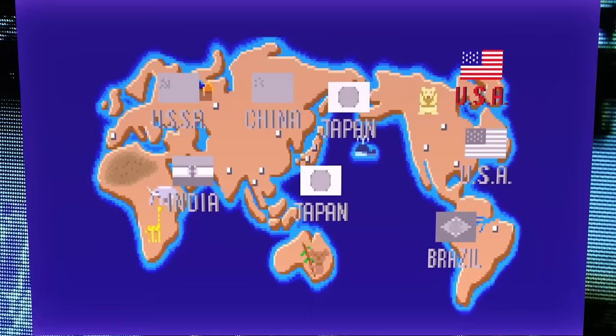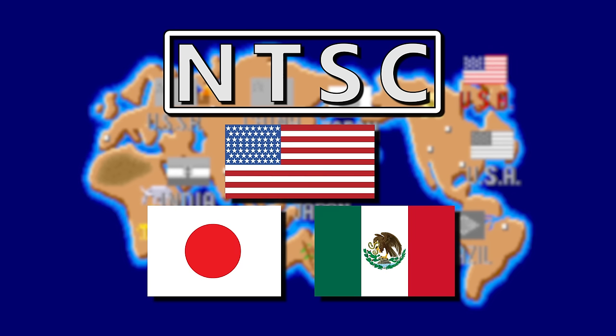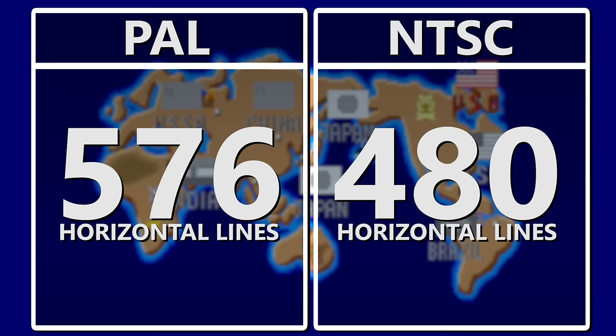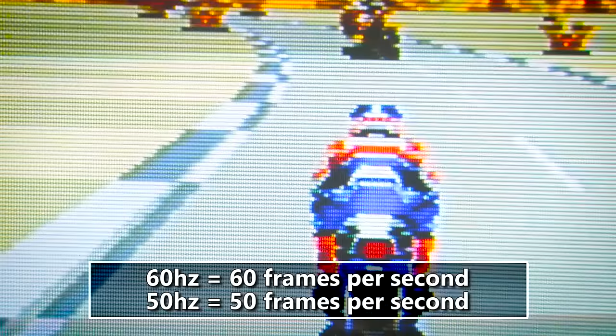You probably know that regions like Europe, Australia, and many others historically used the PAL video standard, which is different from the NTSC standard used in North America, Japan, and parts of South America. PAL actually has more resolution than NTSC, 576 horizontal lines as opposed to 480 lines. Due to the electricity standards of each country, most PAL systems run at a refresh of approximately 50 Hz versus NTSC's 60 Hz. You can easily translate these into potential frame rates, 60 frames per second being possible with NTSC.